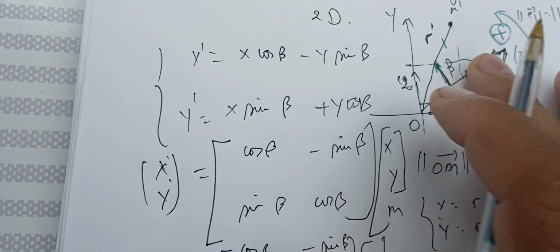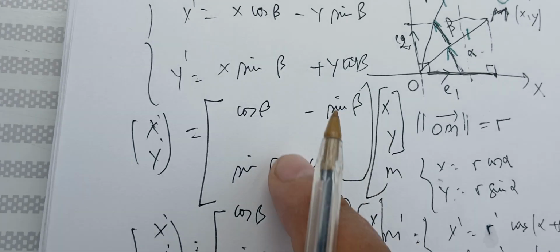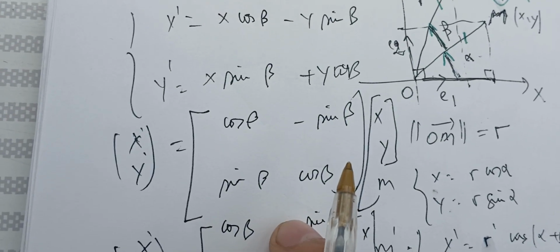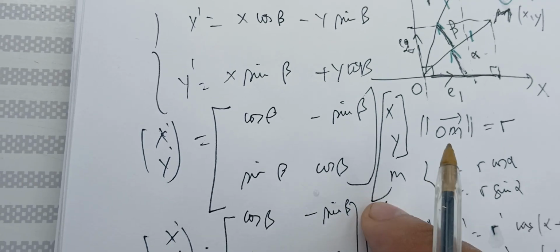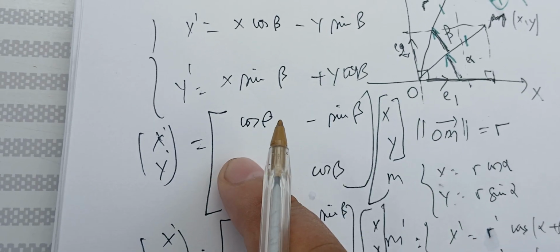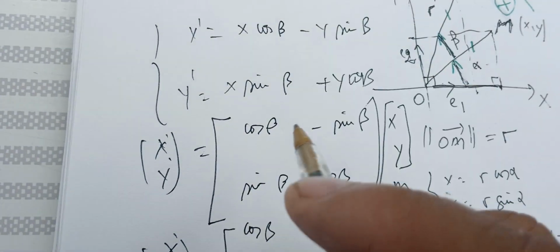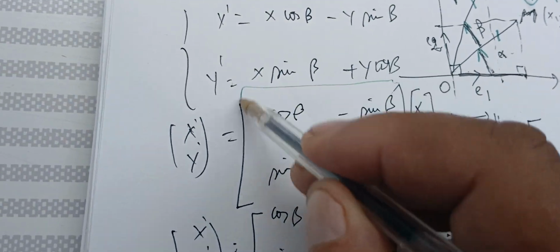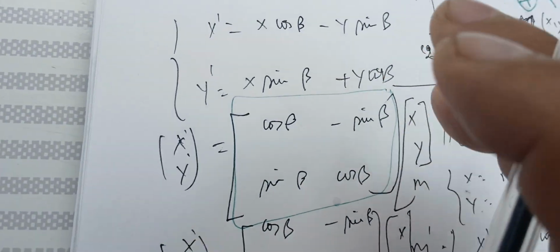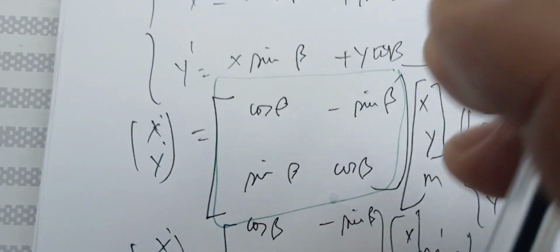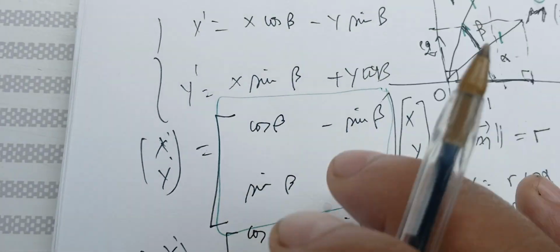But we can use any change from this one here to find any matrix that we need. For now this is the matrix. Remember, we are rotating M by beta counterclockwise. This is what we need here. This is the matrix that tells us everything about our rotation.